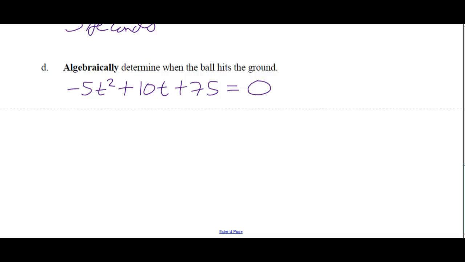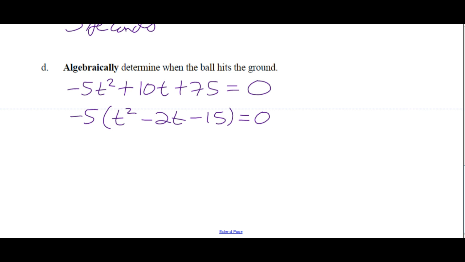Okay, so we can take a negative 5 out as a factor, right? So what does that leave me with? t squared minus 2t, right? Because I'm basically dividing positive 10 by negative 5, and then I'm going to divide 75 by negative 5. Okay, so I factored out the negative 5.